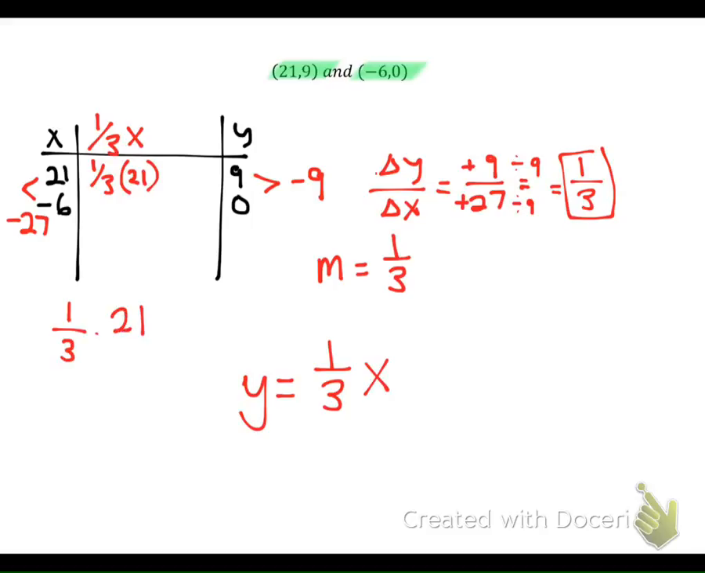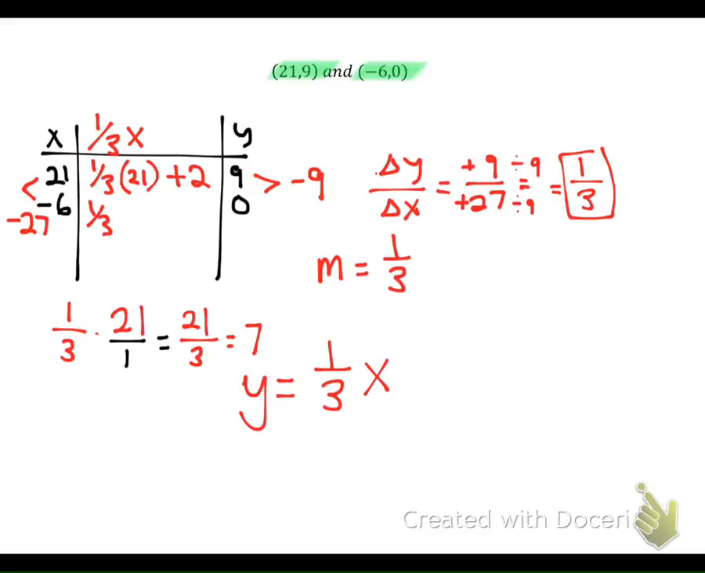Times 21. I'm going to put the 21 over 1 because that's the same thing. I can turn my whole number into a fraction by doing that. 21 times 1 is 21. 3 times 1 is 3. Now I have 21 divided by 3, which is 7. Now I want it to equal 9 right here. So I need to say, well, what do I do to 7 to equal 9? I add 2.